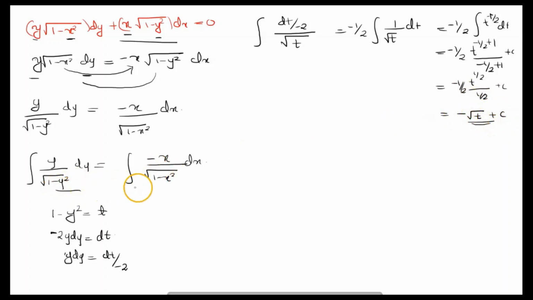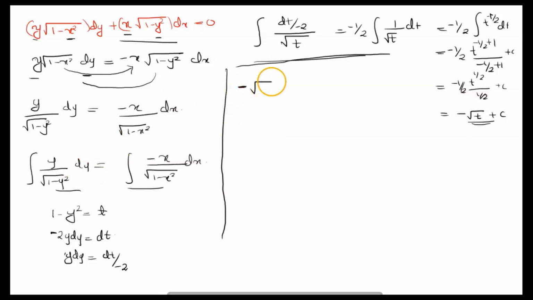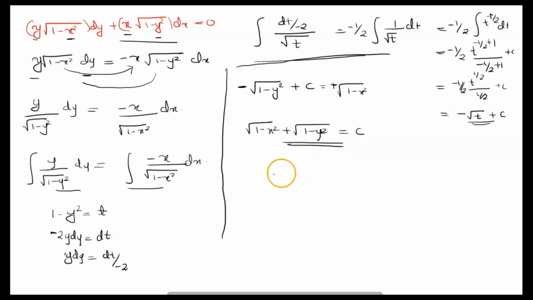So these two are both the same integrals. So let's integrate both sides. The integral of this side is minus root t. Root t means root 1 minus y square, plus integrating constant, which is equal to minus of, this is the same integral, minus root 1 minus x square. So plus root 1 minus x square. Now this is root 1 minus x square plus root 1 minus y square equal to c. This is the solution.